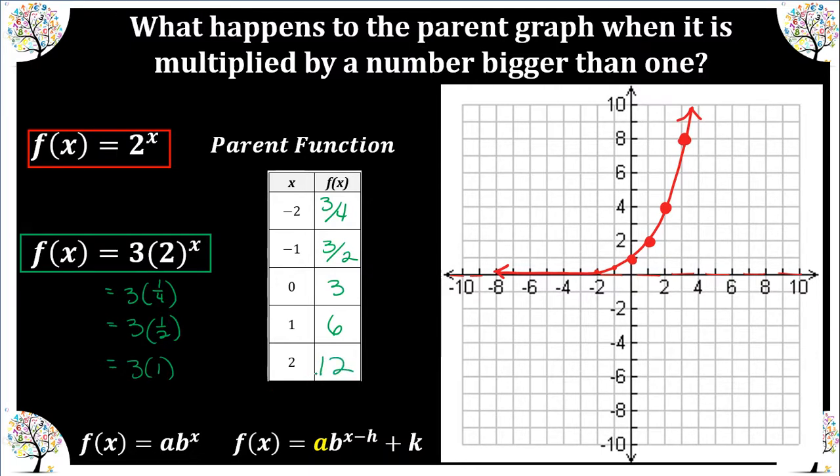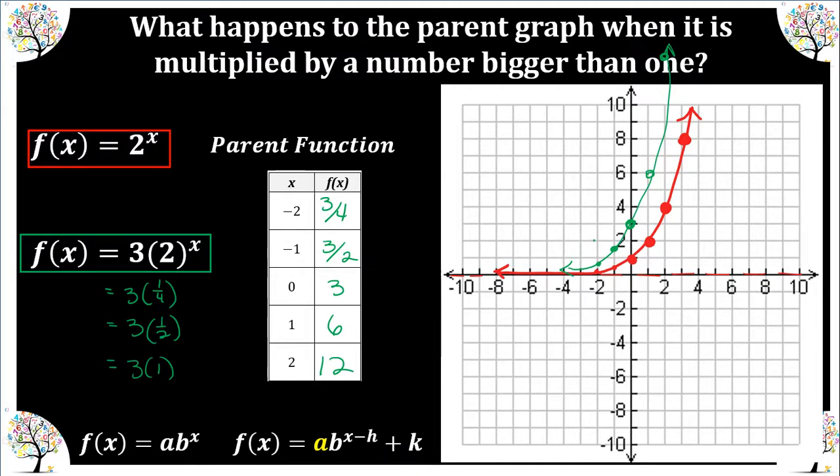So let's see what is happening here. So -2 and 3/4, -1 and 3/2, which is 1 and 1/2, 0, 3, and 1, 6, and 2, 12. We can kind of just sketch it in up here. So when your value A is negative, that only talks about the reflection, but the absolute value of A, if it's more than 1, we have a vertical stretch.